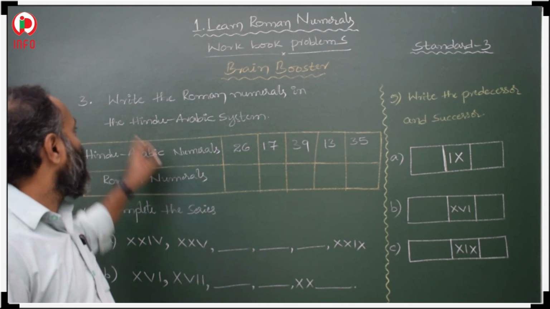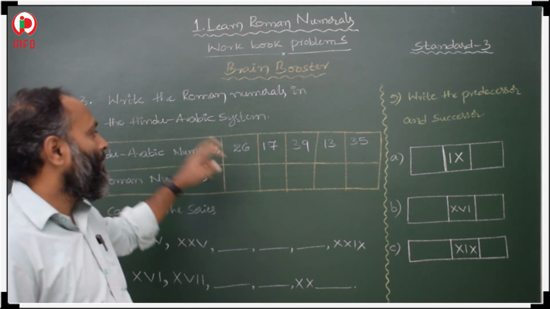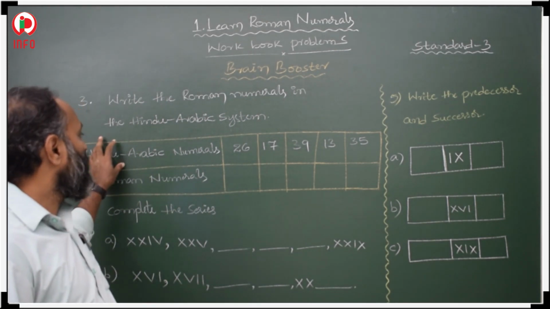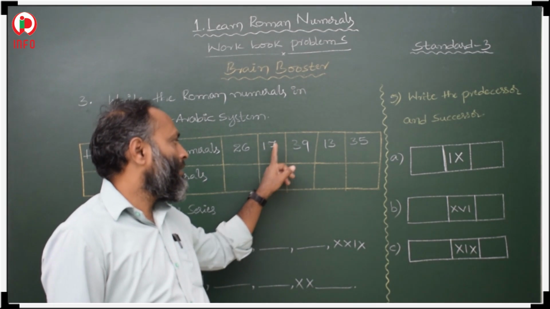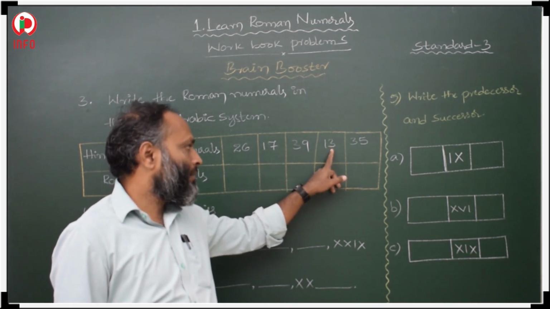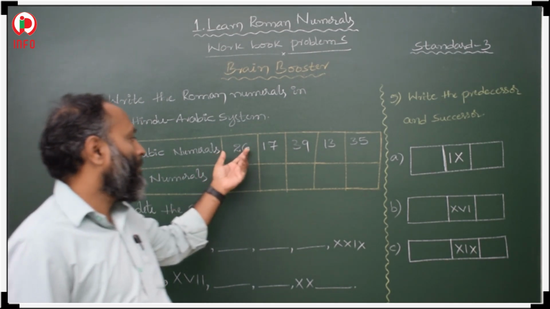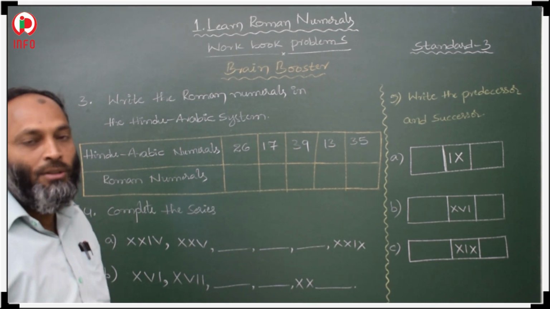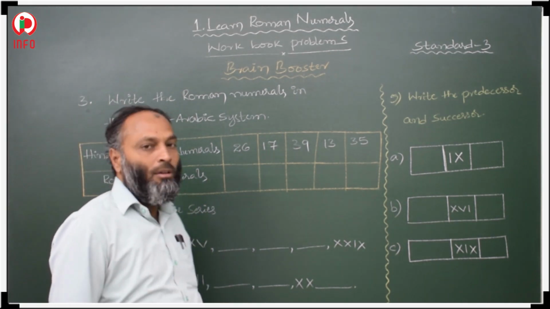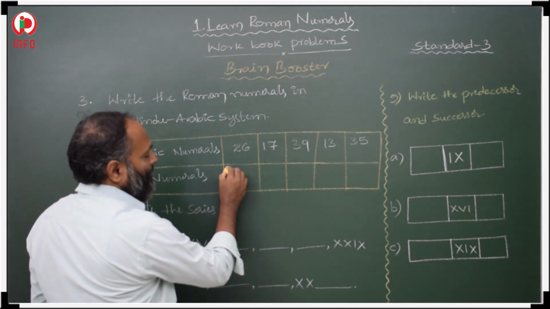Brain booster, third question. Write the Hindu-Arabic numerals in Roman numerals. Some Hindu-Arabic numerals are given: 26, 17, 39, 13, 35. We have to convert these into Roman numerals. Then 26. How to take 26?